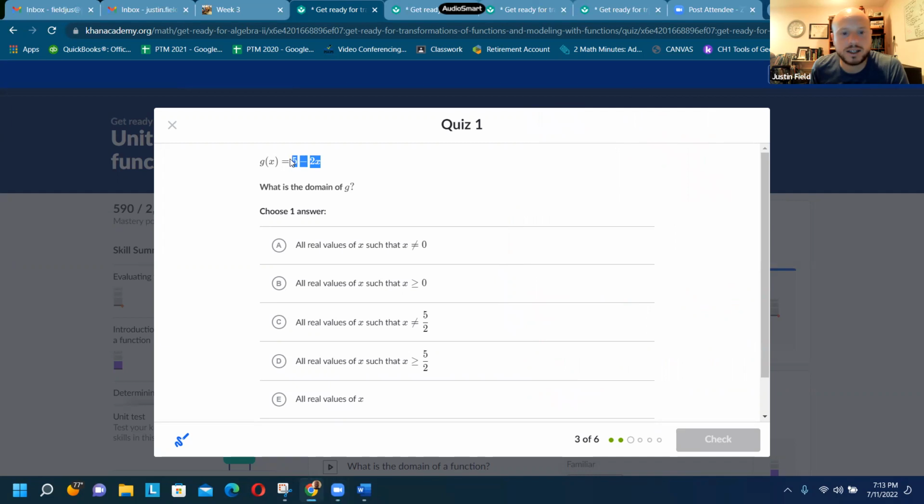But here, there's not a denominator. There's not a square root. So it's just going to be all real numbers.